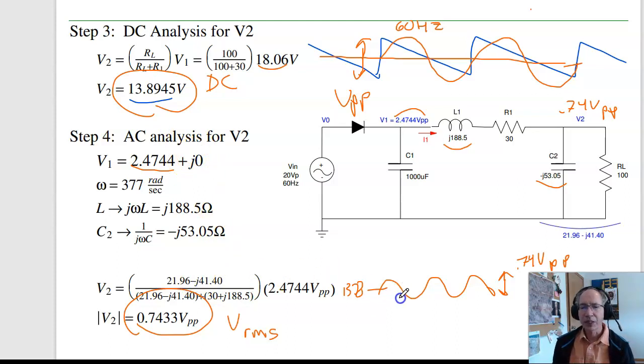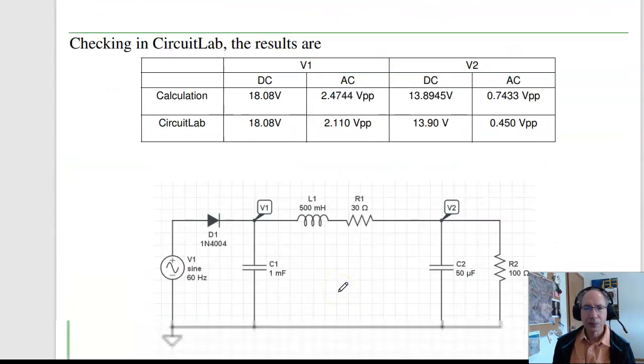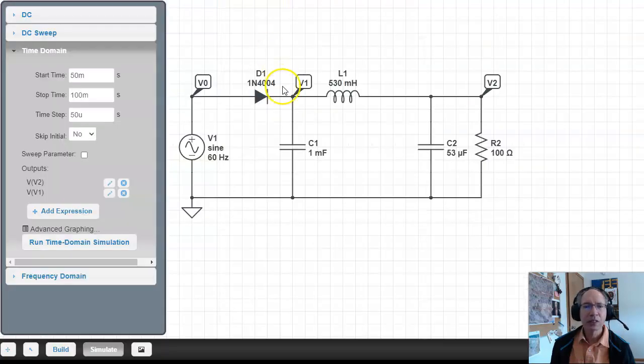Or in CircuitLab, when you simulate it, the average, well, we'll talk about that in a sec. In CircuitLab, I have my AC waveform. Take the maximum and the minimum. The average of the two is your DC voltage. The difference of the two is the AC voltage in units of peak to peak. So if I do that in CircuitLab and check the answers, let's kind of do this. This is a slightly different circuit.